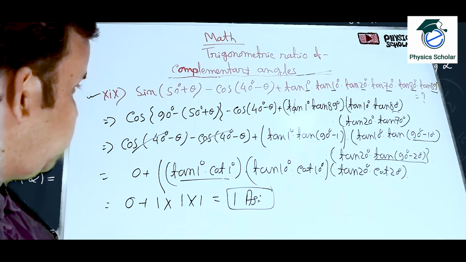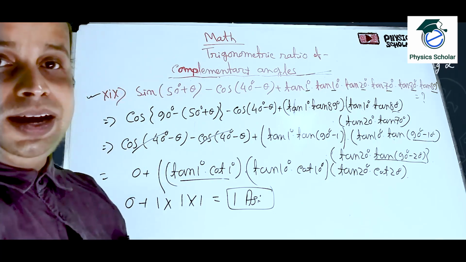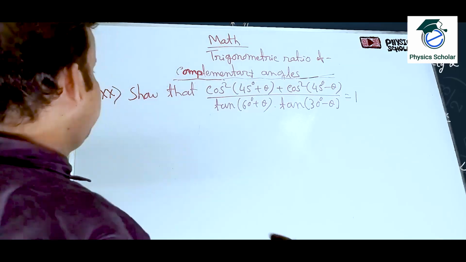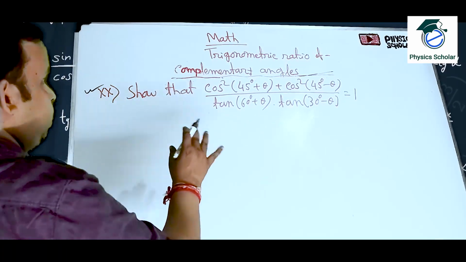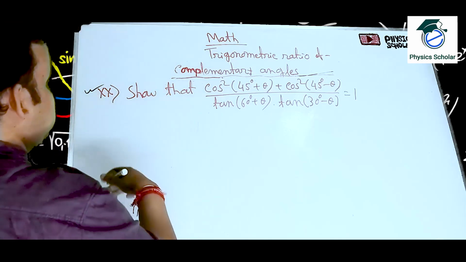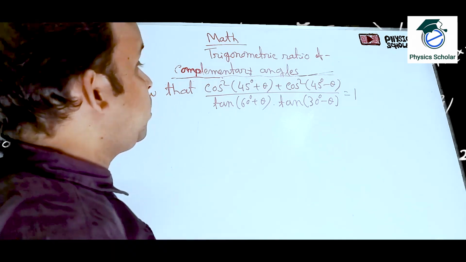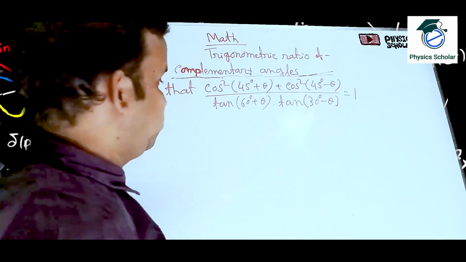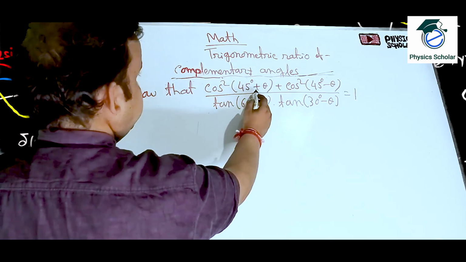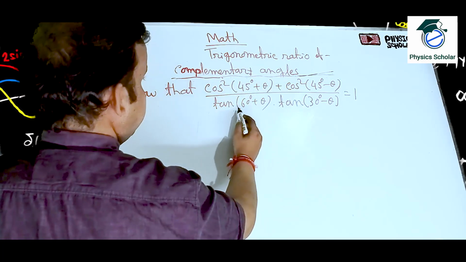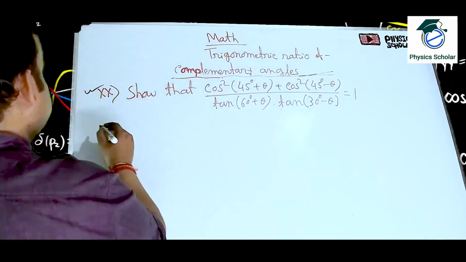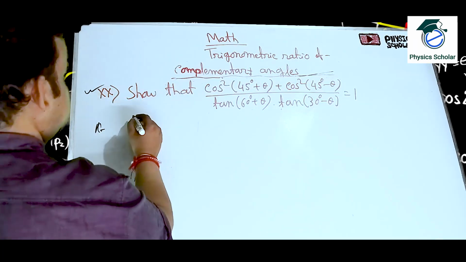Okay. So now let us move to the last sum for today's episode. Last but not the least, so that we can start a new chapter in my next episode. Clear? So now show that cos square this plus cos square this divided by tan of this into tan of this is equal to 1. Proof means answer is given. Okay, so what you can write?